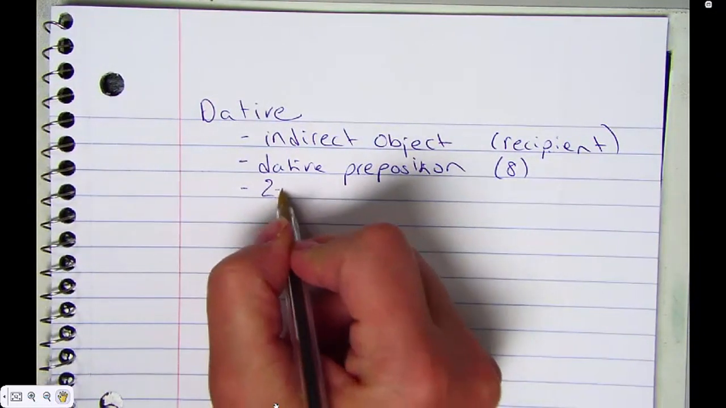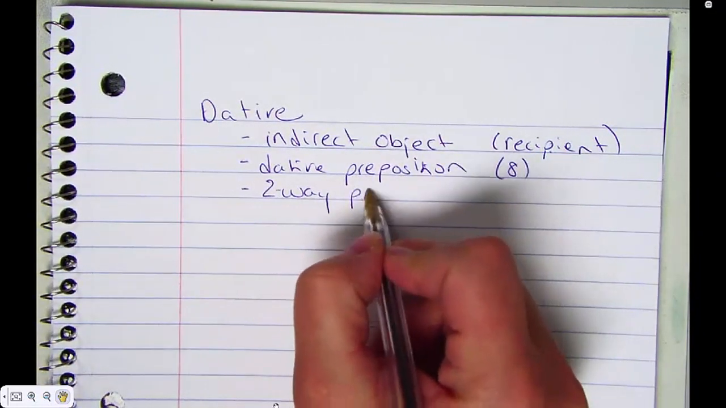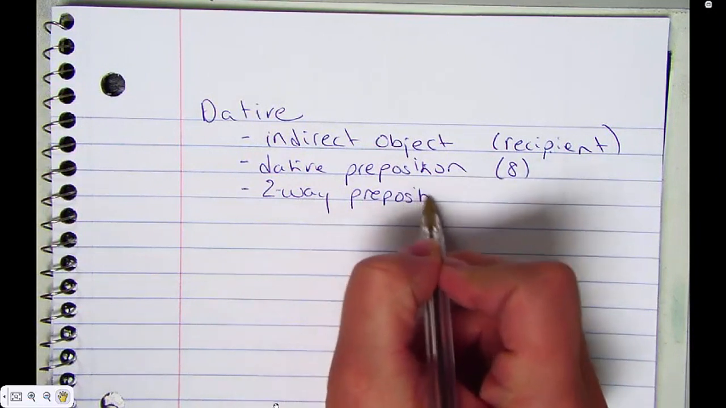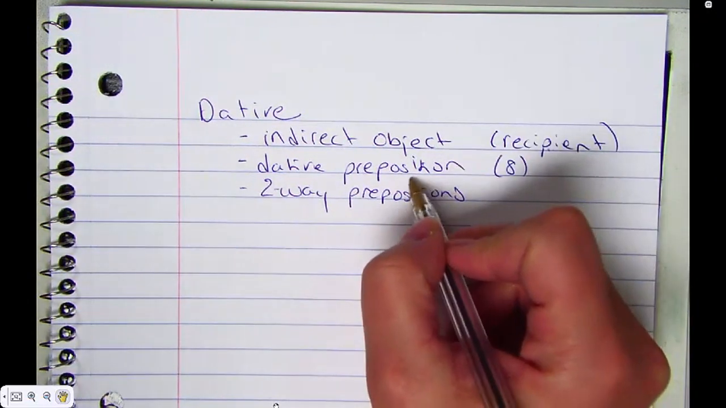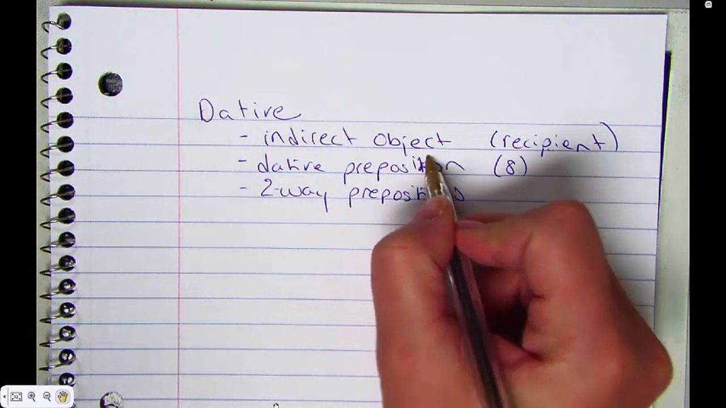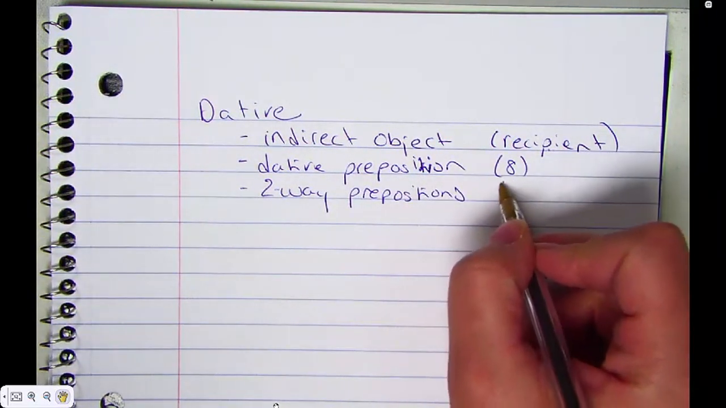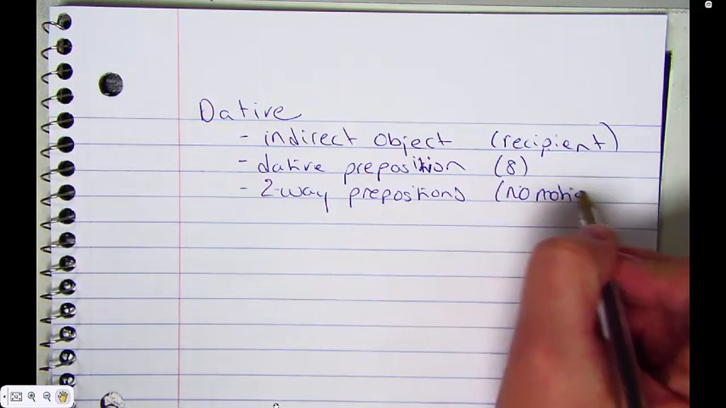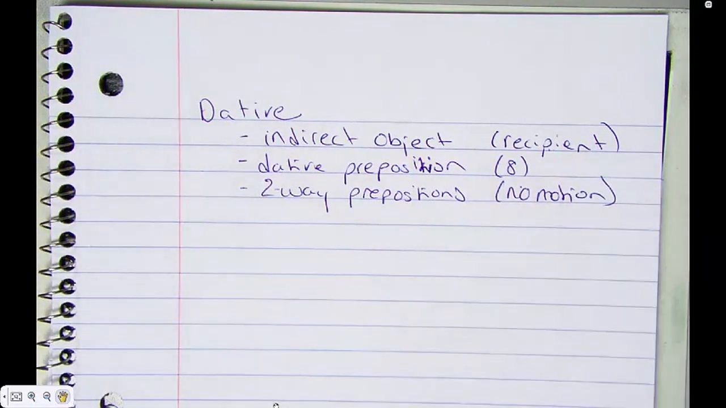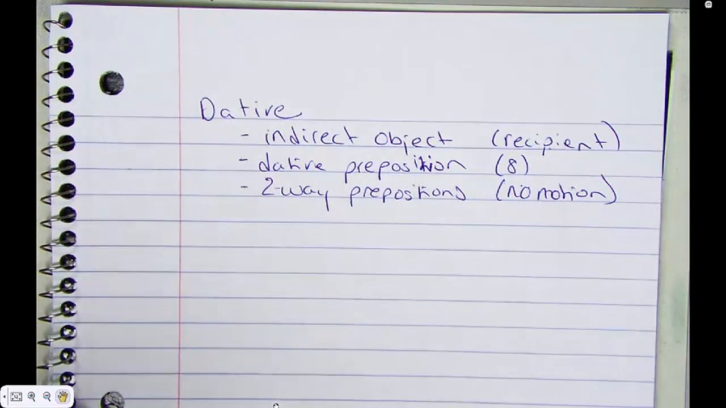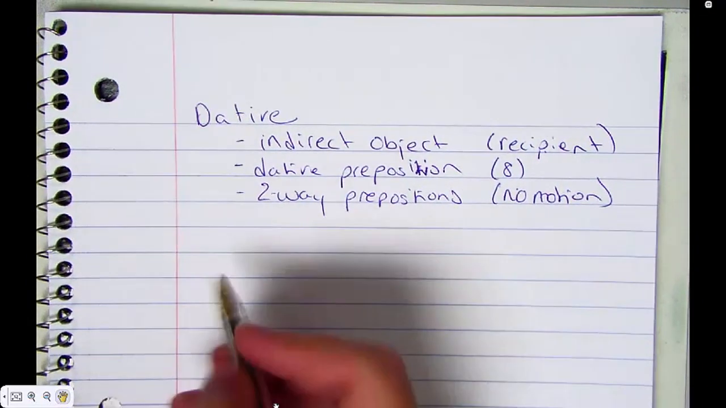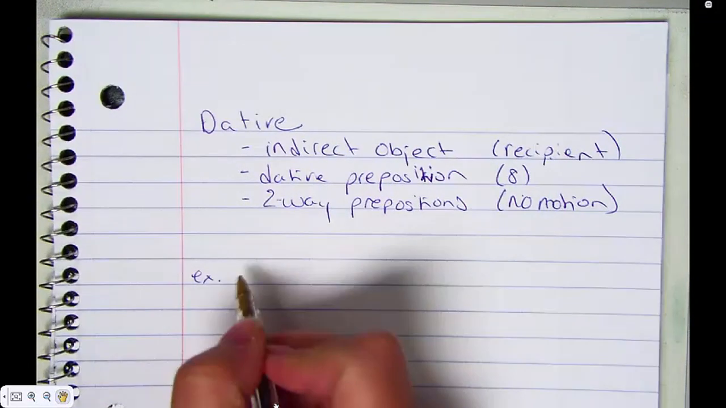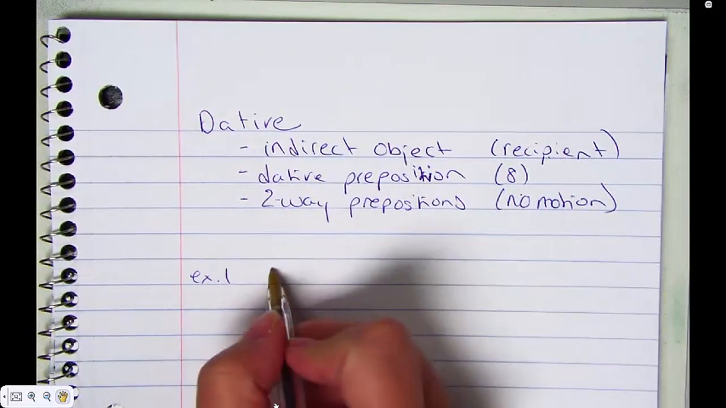And then you have the two-way prepositions. And in this case, they are the ones when there's no motion. Or actually, more specifically, no change of distance between things. Okay, so to give you an example, and I already said one in English, so I'm just going to give you the same one.